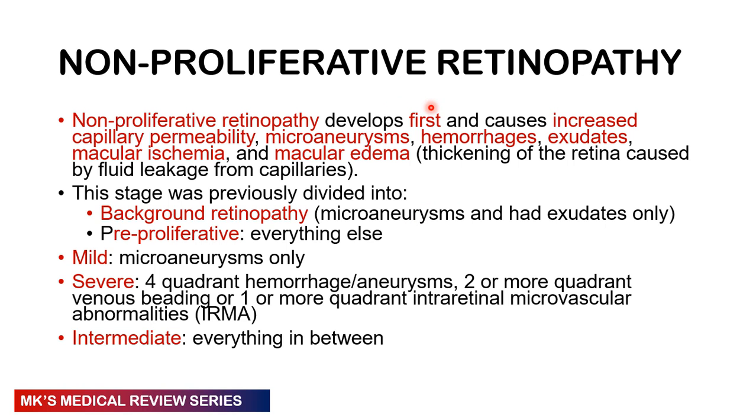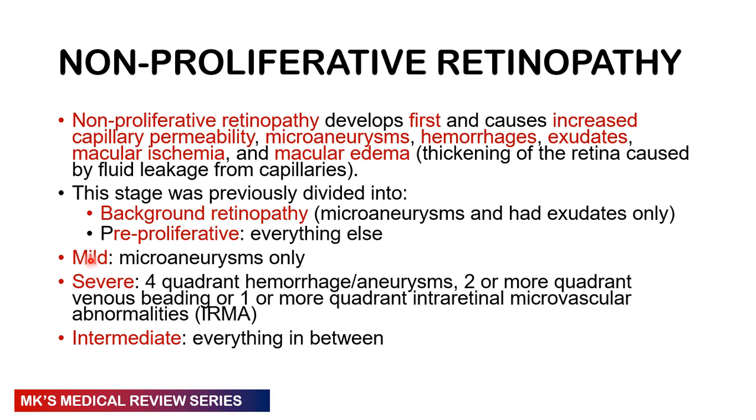So the non-proliferative retinopathy was previously divided into two main groups. That's your background retinopathy, where you have your microaneurysms and your hard exudates only, and also your pre-proliferative, where you have everything else, the other things that I mentioned earlier on. So now here you have this developing first. It may cause an increase in capillary permeability, microaneurysms, hemorrhages, exudates, macular ischemia, and macular edema. So you may have thickening of the retina, which is caused by fluid leakage from the capillaries. It's going to be divided into mild, intermediate, and severe.